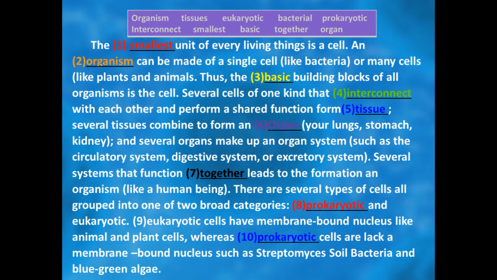There are many types of cell, all grouped into one of 2 broad categories. 8, we have prokaryotic, and 9, eukaryotic. And last is bacterial. For example, both animal and plant cells are classified as eukaryotic cells, whereas bacterial cells are classified as prokaryotic. Very good.